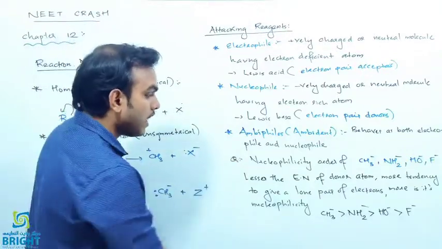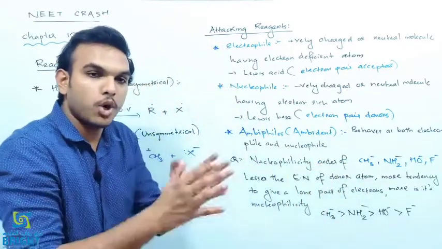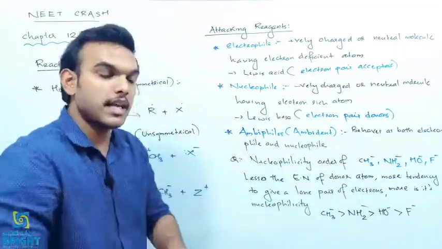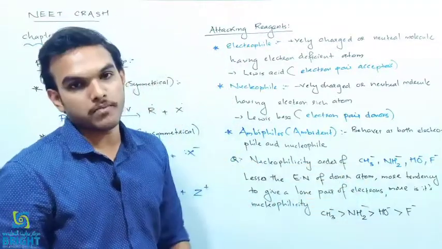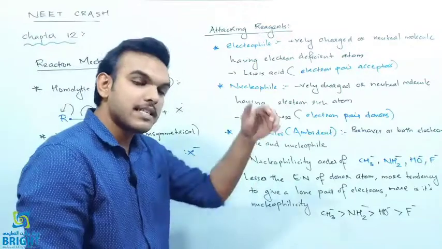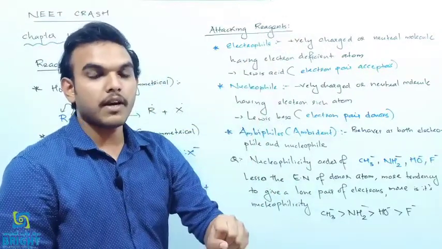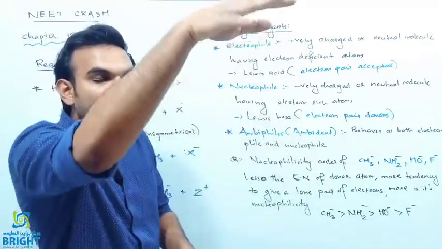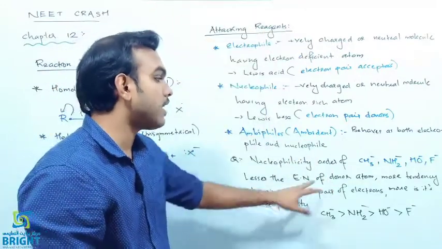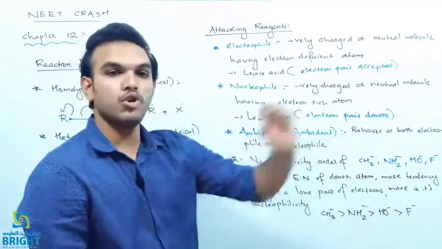So see here, the lesser the electronegativity of the donor atom, the more tendency it has to give a lone pair of electrons. What is meant by electronegativity? It is the tendency to accept an electron. If the electronegativity is very low, it has a greater tendency to give a lone pair of electrons.